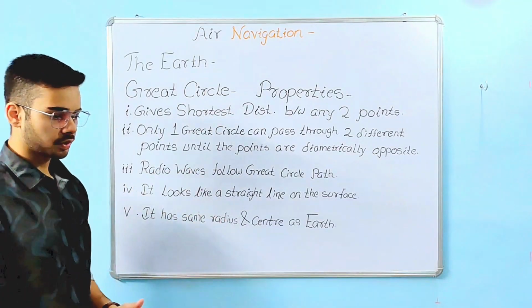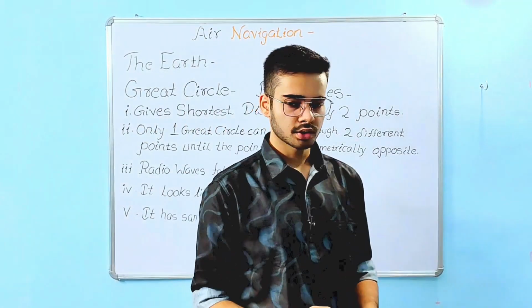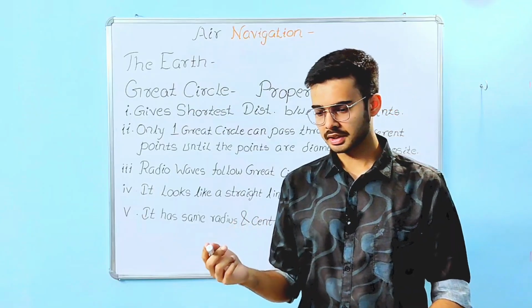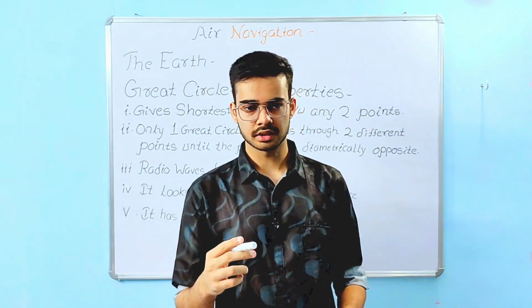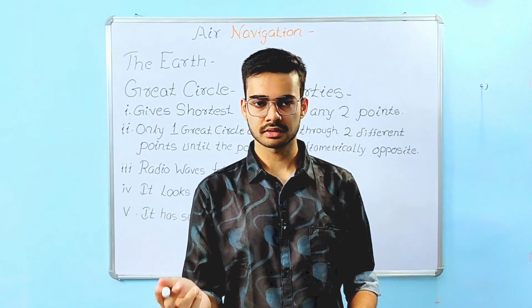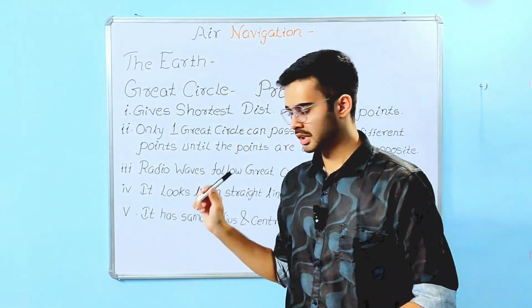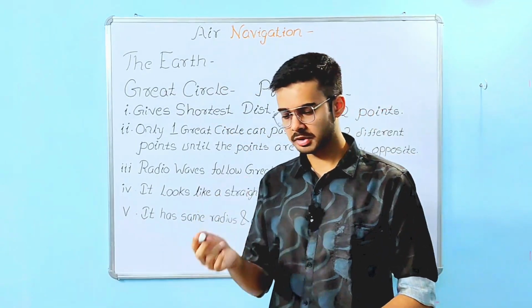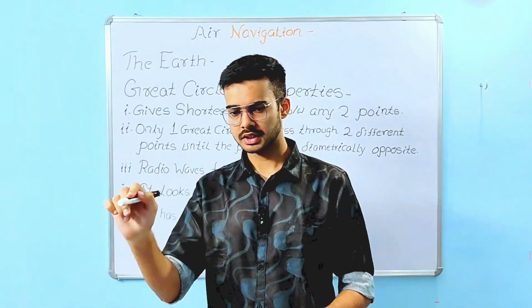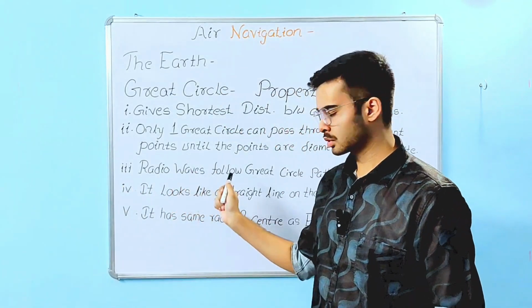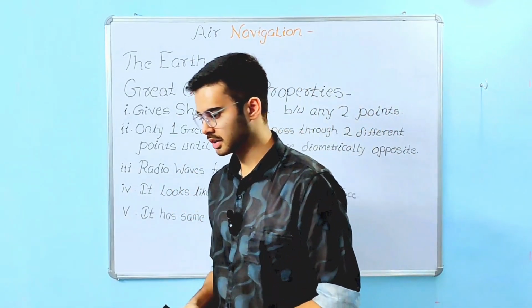Third, radio waves follow the great circle path. So what are radio waves? Generally, radio waves are those which are used in our equipment, navigation equipment, or for communication. The radio waves are like normal electromagnetic waves. They travel straight, and that's why these also follow the great circle path.